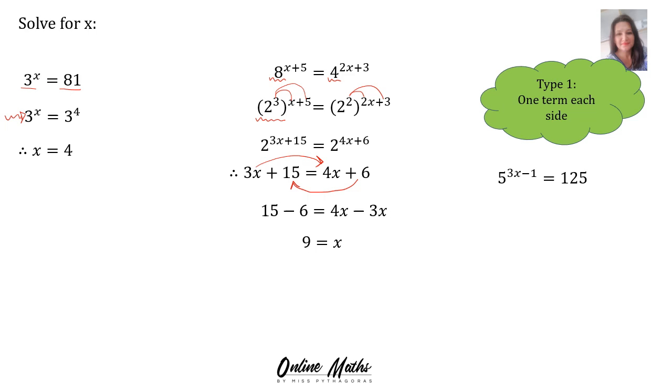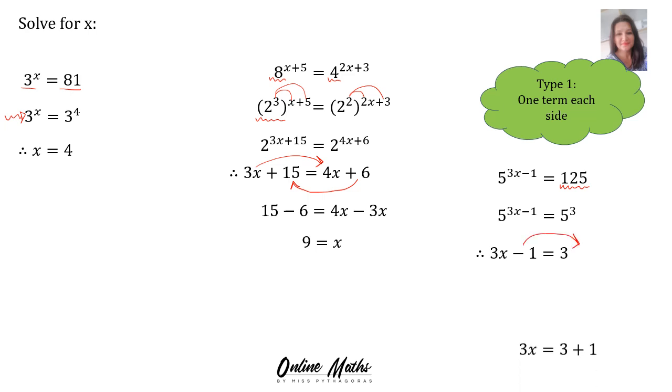The third example there, 5 to the 3x minus 1 is equal to 125. So your problem is 125. You prime factorize that, and it's 5 to the 3. And then bases are the same, therefore we equate exponents. 3x minus 1 is equal to 3. Now I'm going to solve x.